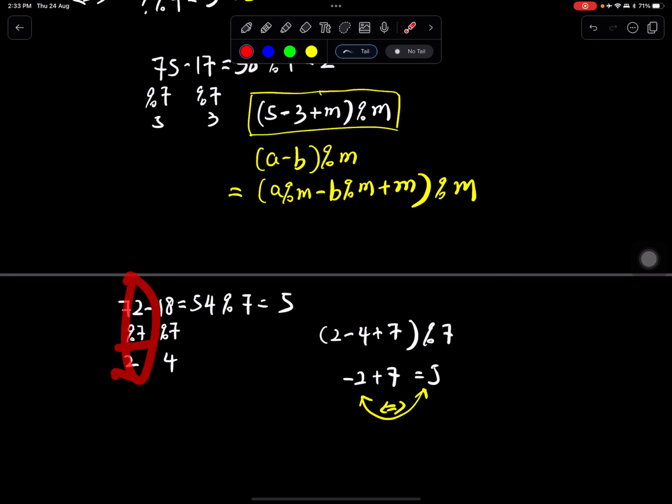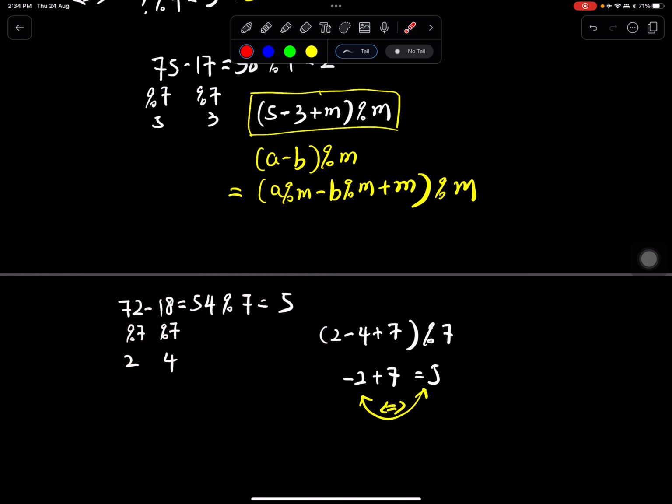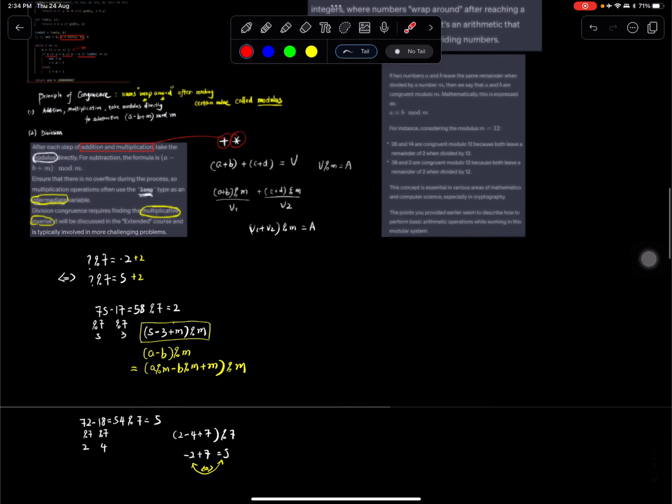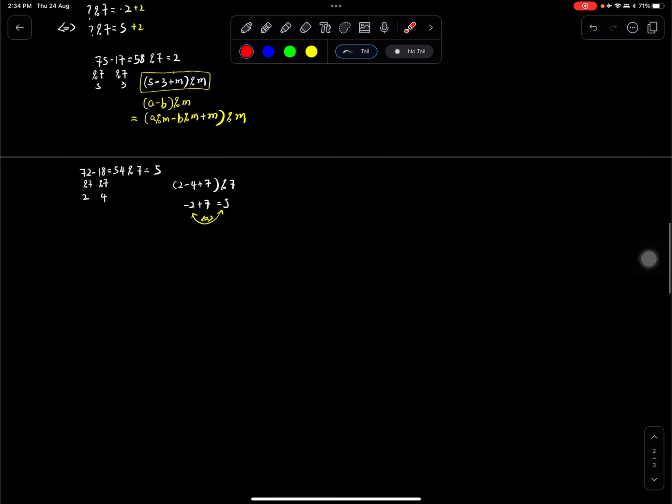For example, this one mod 7 is 2, this one, 18, mod 7 is 4, then this one is 8. If you take it directly, it is 5. But here you add 7 and mod 7, it's better to add 7 because it's the same. But the question says the result cannot be negative. In question 878 it cannot be negative, so you take this.